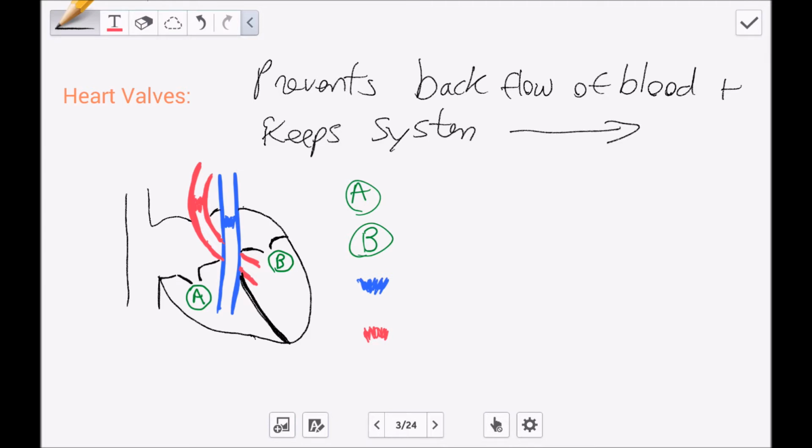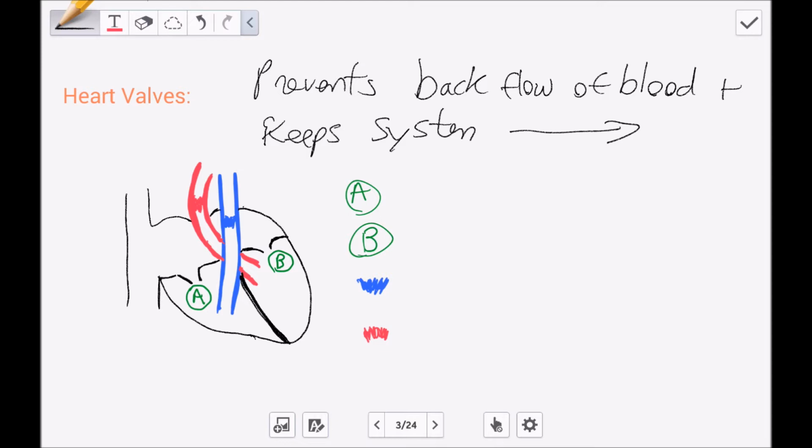So that means that blood is only going to flow one way because the valve will prevent it from going back, and this way will keep the system going. It will allow the system to be more efficient, because this is the way that you can separate the oxygenated blood from the deoxygenated blood in the system.